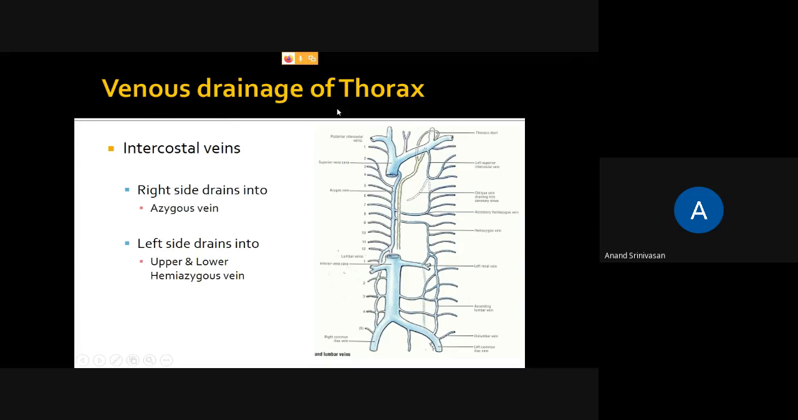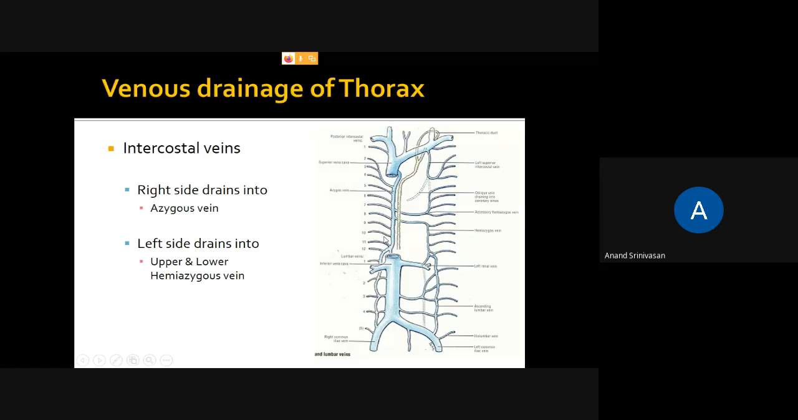Now the venous drainage in the thorax. In the thorax, you know that there are intercostal veins, that is, between the ribs. Now the intercostal veins on the right side: you can see the 11th, 12th, 13th. You know there are 12 ribs, right? So in between the ribs, there will be intercostal veins.